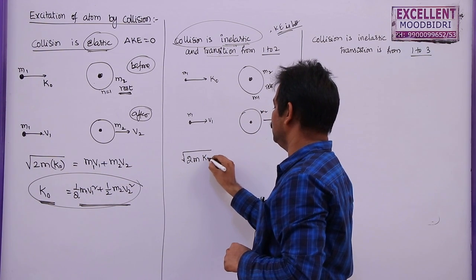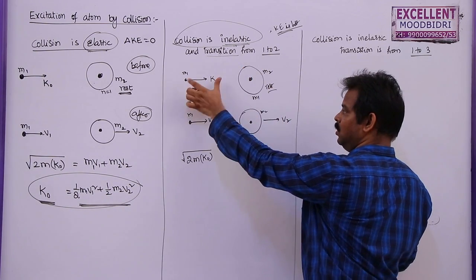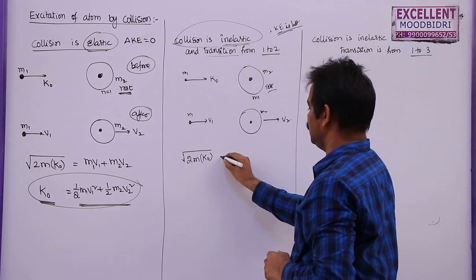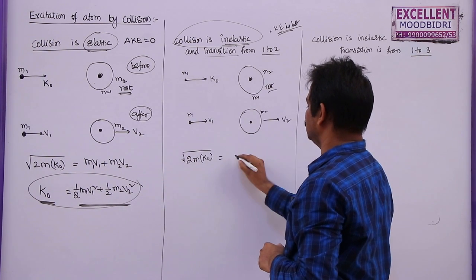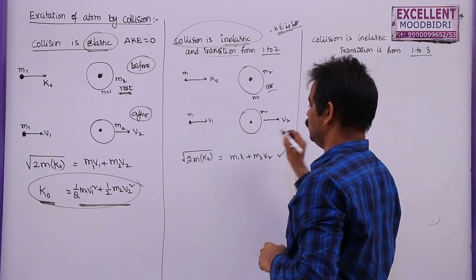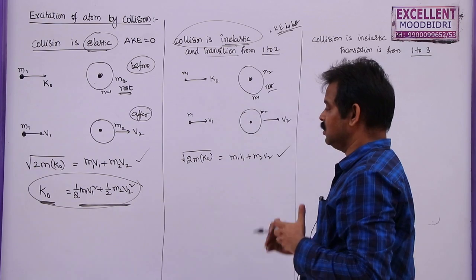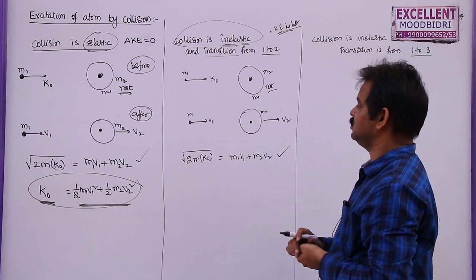The initial momentum of the system, as it is at rest, is 0. For this, root over 2m K naught. After collision, this will be m1 v1 plus m2 v2. So whether it is elastic or inelastic, this remains as it is. But what is the change in kinetic energy?